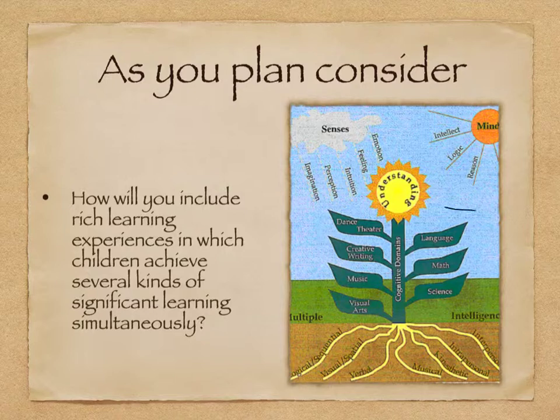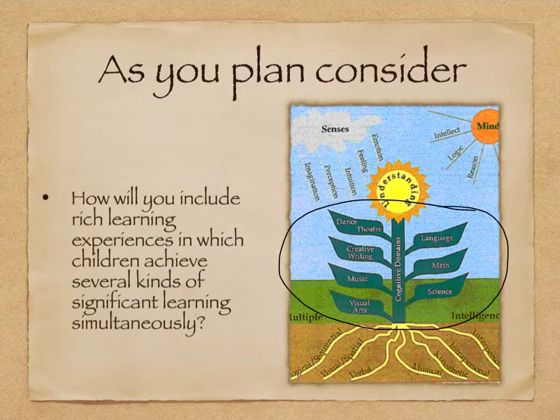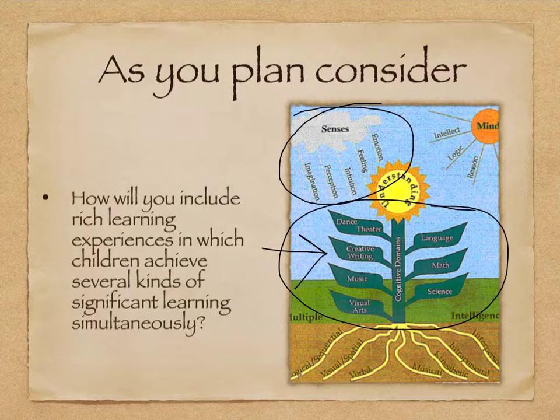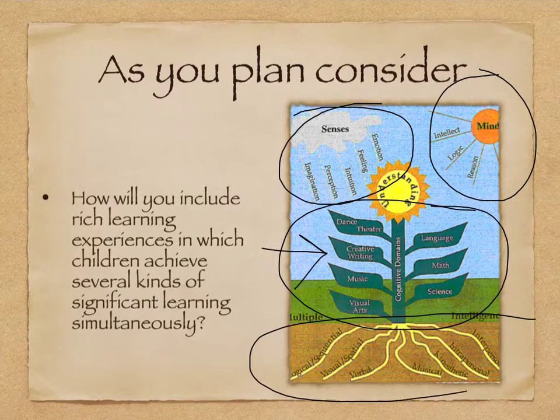Here, you will want to think about all of the content areas with the arts richly represented, as you can see on this side of the flower. You'll want to think about how children learn and how important it is to use senses as children learn. You'll also want to engage their thinking. So keep in mind the mind, or the sun in this diagram, and you'll want to use a variety of intelligences. This is where Howard Gardner's theory comes into play, and that's the roots of the plant.